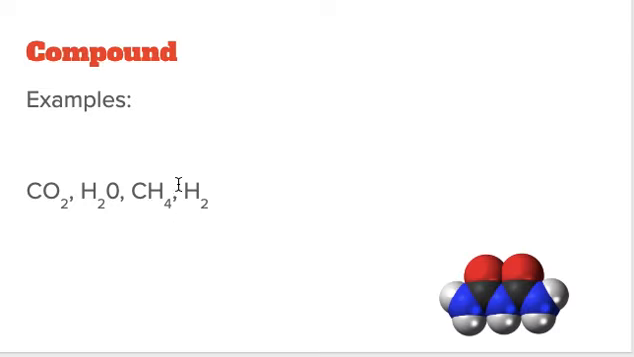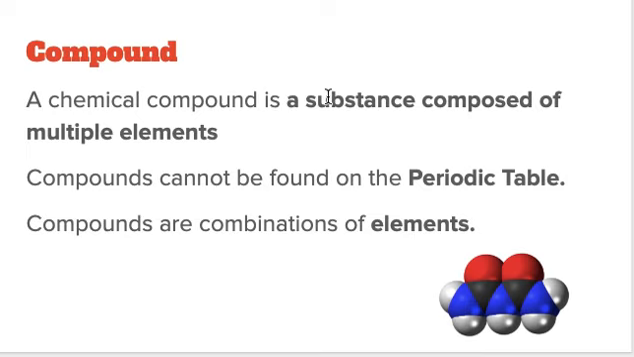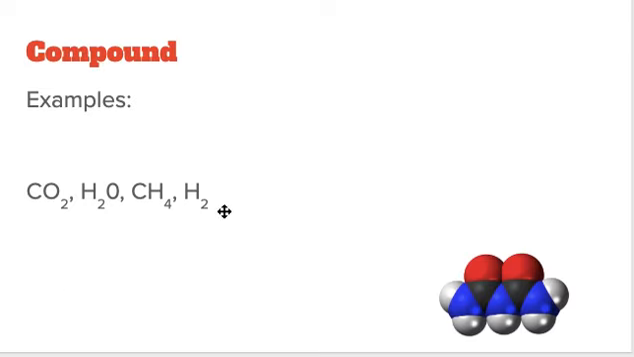Finally, this is a unique one, and I included it for a reason. H2. This is hydrogen gas. This is a compound, even though it only has one type of element. It only has hydrogen. But remember, if you reference your notes we just took, a chemical compound, and I'm going to jump back a slide, is a substance composed of multiple elements. H2 is composed of multiple elements, 2 hydrogens. This is a compound. H alone is an element. H2 is a compound. I'm going to move down to the final slide.